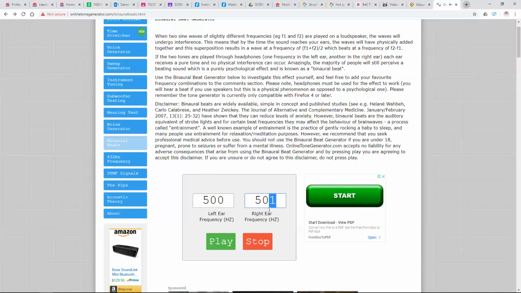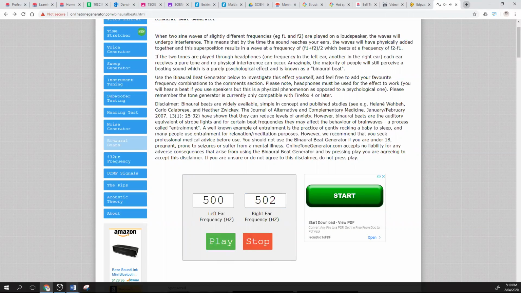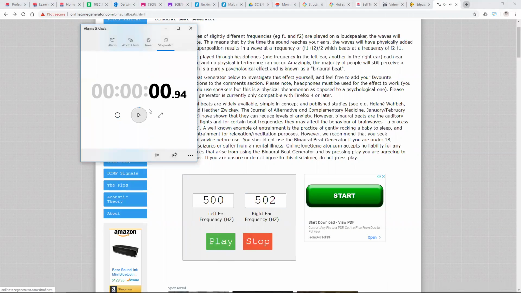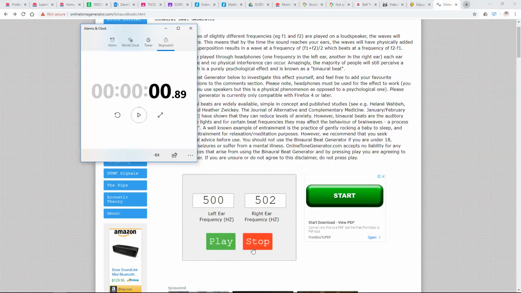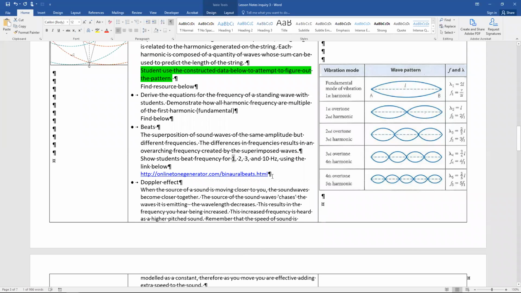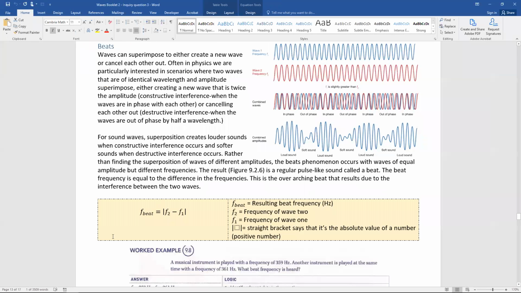Let's do one more. 2. So that means we'll have 2 wavelengths that occur in 1 second with this beat. Let's see if we can get. Better. Well, that's beat. It's the overarching frequency that results from superimposing two frequencies, and it just happens to be that the new frequency created, the beat frequency, is equal to their difference. Right?